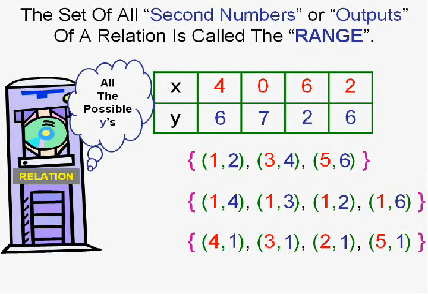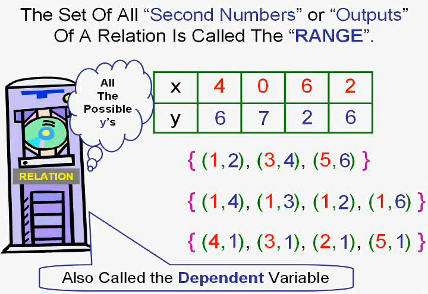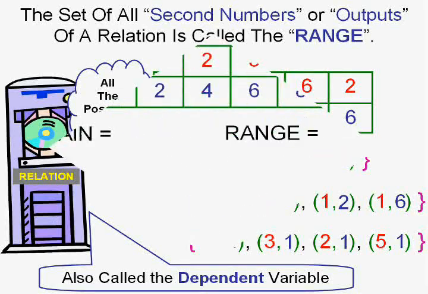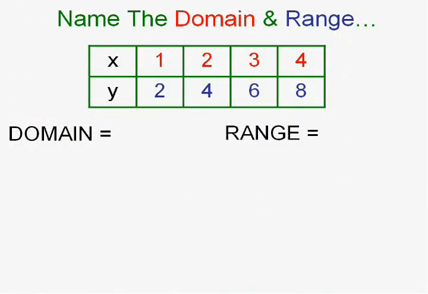You're right. Now, with the first numbers, you get to pick them. They're independent. But the second numbers depend on what the formula is of the relation. So that's going to be called the dependent variable. The Y's are the dependent variable. Their value depends on what the formula is to map from X to Y. But forget the formula for now, let's stick with naming the domain and range.